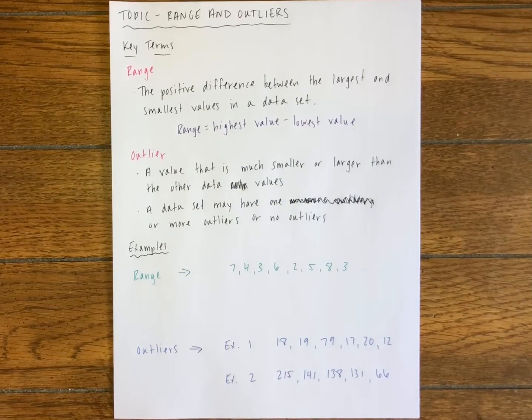Next, we have an outlier, which is a value that is much smaller or larger than the other data values. A data set may have one or more outliers or no outliers at all. I'll walk you through a couple of examples.